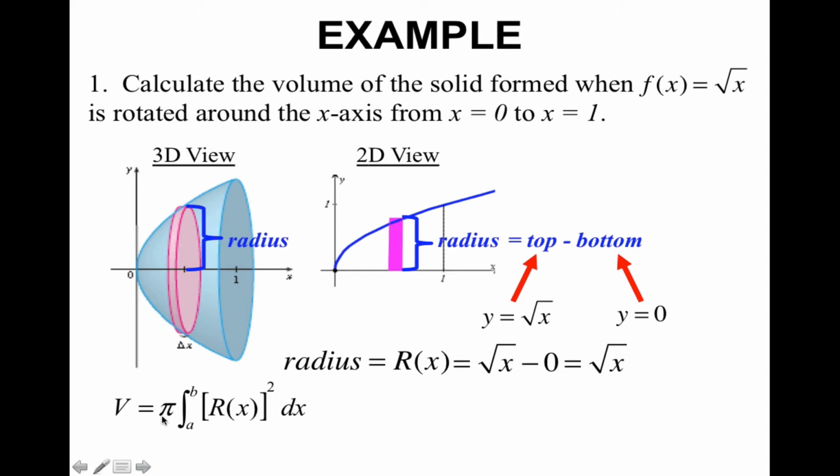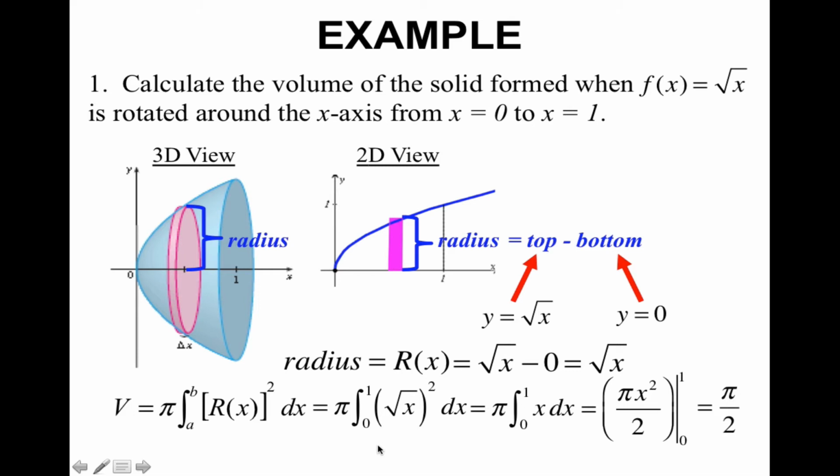I'm going to integrate pi r squared. Since pi is just a constant multiple, I can pull it out of the integral sign. So I'm going to integrate pi from 0 to 1 of the square root of x, squared. Simplify that a little bit, makes it really nice and pretty. Integrate, and then evaluate. So the volume of this solid is pi over 2.